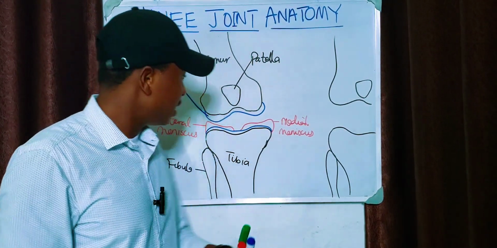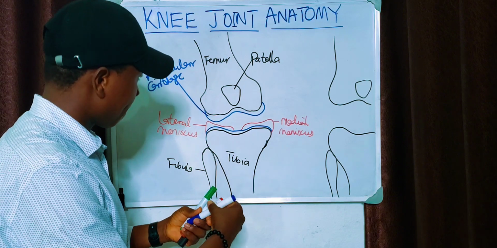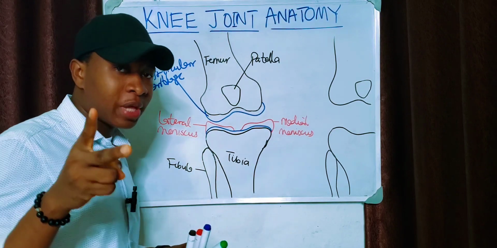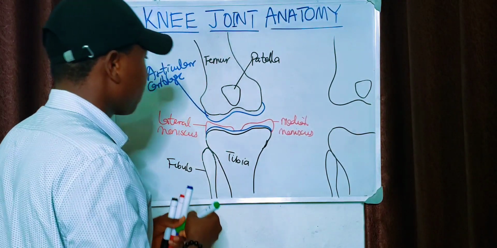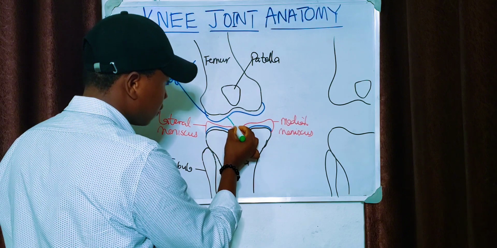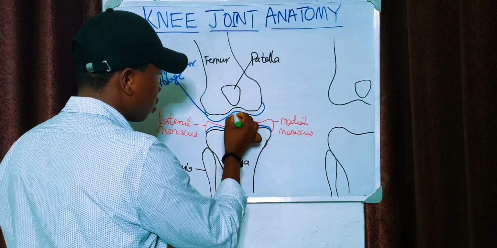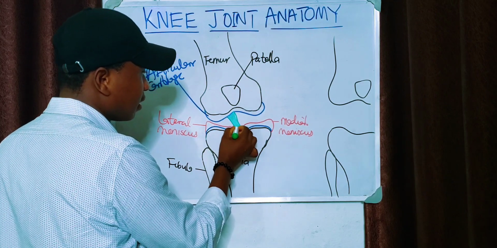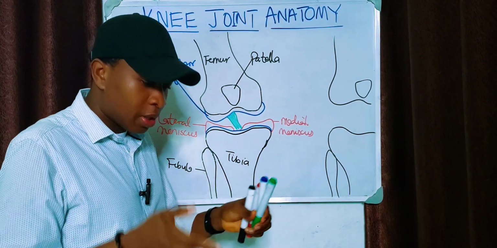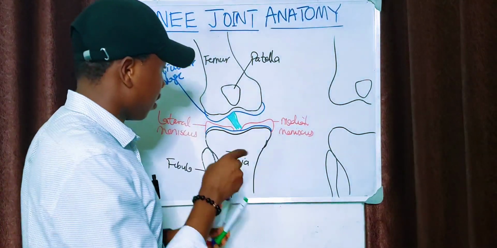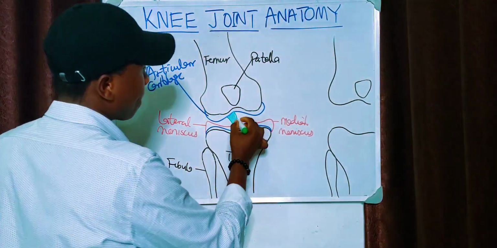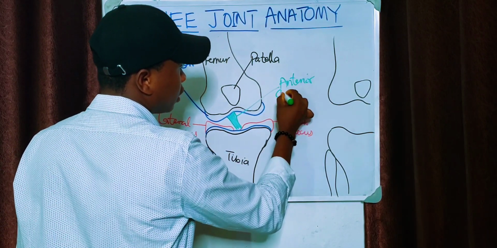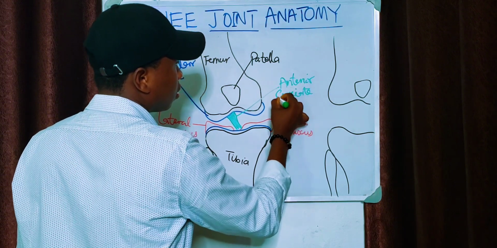Now, another thing I will talk about is the cruciate ligament. There are two types of cruciate ligament. We have the anterior cruciate ligament. The cruciate ligaments are found at the posterior of the knee, so the back part of the knee is where you can find them. This is called the anterior cruciate ligament. Let's label that. Anterior cruciate ligament.